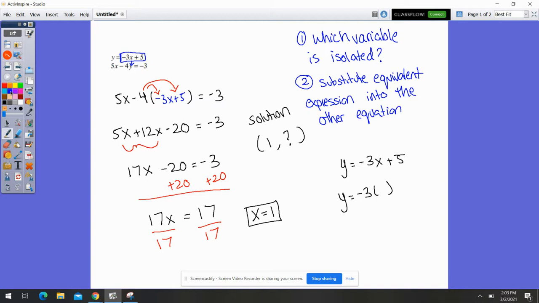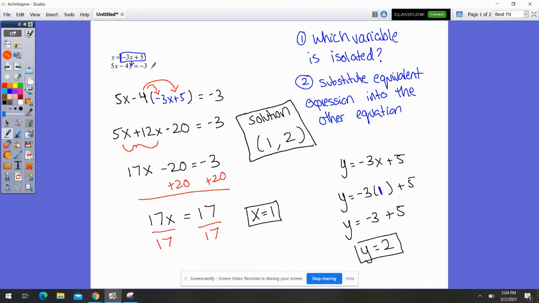Anytime you replace a variable, it's always nice to put parentheses. It makes things easier. Plus 5. And negative 3 times 1 is negative 3, plus 5, and so y equals 2. So the solution, the point of intersection of these two lines, is (1, 2). So these two lines intersect at this point.